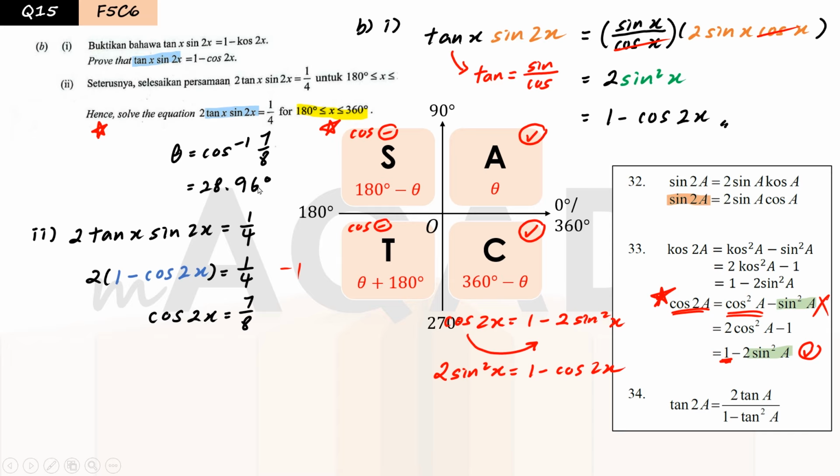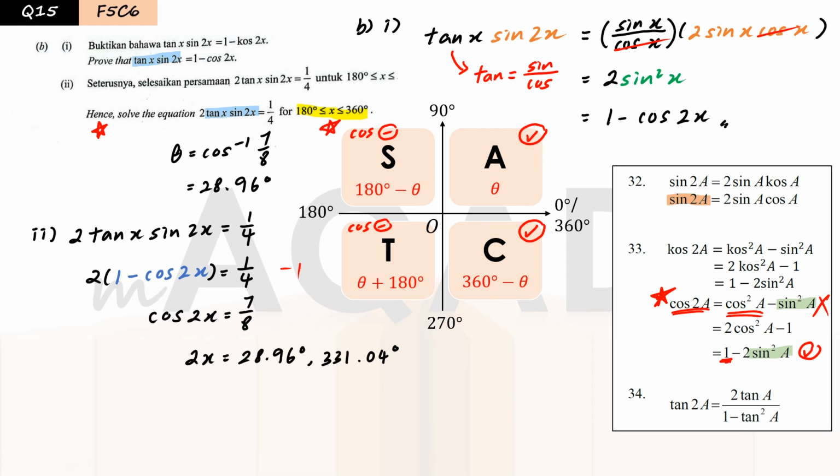Okay, so if we want to find out the angles, it would be this value and this value. The first angle is theta, which is 28.96, and this value is 360 degrees minus 28.96, which is 331.04 degrees. So using the ASTC method, it will always have two quadrants that we need to select, which means there will always be two answers. But this question is a bit special because it is 2x here.